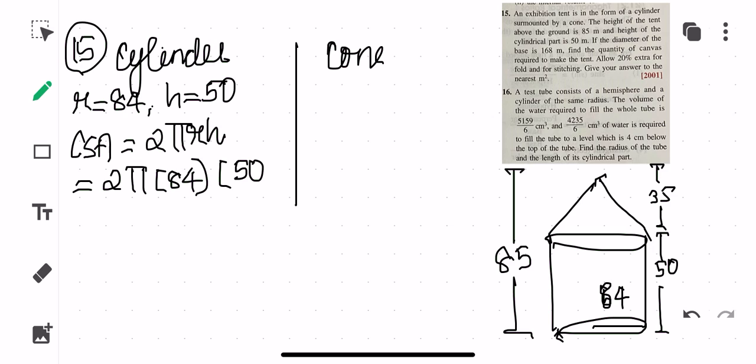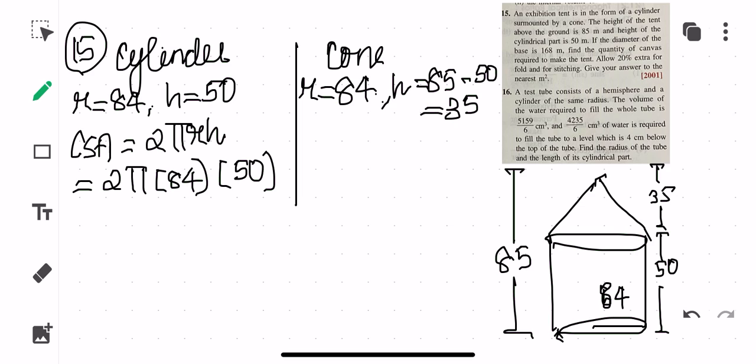Okay, now what I'll be moving to? I'll be moving to the next part. We can just keep it like this, children, so that we can take common in the future of this question, of course. So here radius you will be taking how much? Here the radius is 84, and what will be height equal to, children? The total height has been given as 85 and the height of cylinder has been given as 50. So you'll be just subtracting to get the height equal to 35.